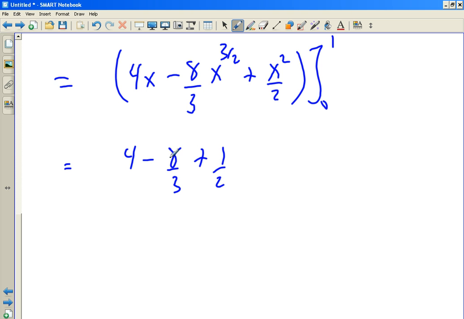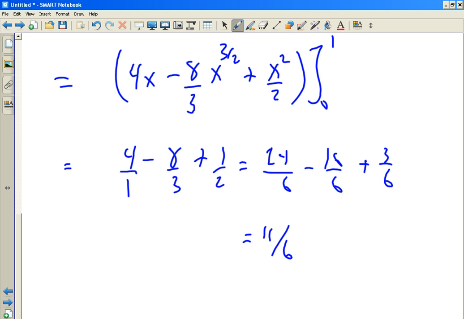Okay, again, common denominator, 6. So you get 24/6 minus what? 16/6 minus what? 3/6, right? Multiply top and bottom by 2, multiply top and bottom by 3. Oh, sorry, it's plus. And so we have, what is it? 24 minus 16 is 8, plus 3 is 11/6. Wow, they like 6 for some reason. Okay, very good. So that's a typical area type question on the AP.